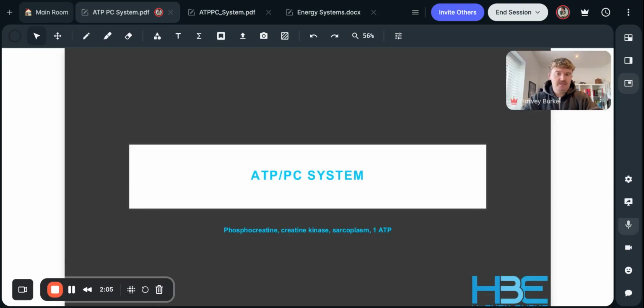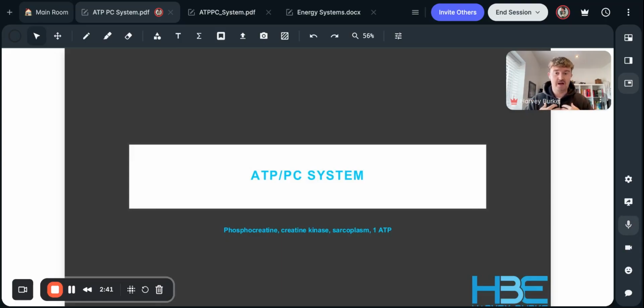The ATP PC system is the one that's used during really high intensity, short duration work. In terms of the duration, it's up to 10 seconds. So anything that you think is really high intensity, but lasts for less than 10 seconds, this will be the predominant energy system. And remember, you are always using all three energy systems all at the same time. It's just that one will be the predominant one, whereas the other two won't be working as hard to provide ATP at any given time.